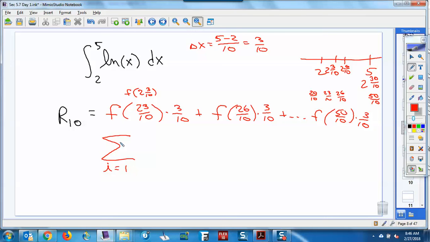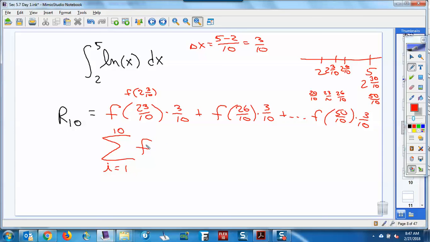How many things are we adding up? The sigma adds up this many terms. How many are we adding up? 1, 2, 10, right? Remember yesterday when we did R4, that was 1 to 4. When we did R100, it was 1 to 100. When we did Rn, n rectangles, it was 1 to n. Doesn't have anything to do with the 2 to the 5. So this is 1 to 10. If we're doing it right, it should be 1 to 10. When we do it left in a minute, it's going to be 0 to 9.